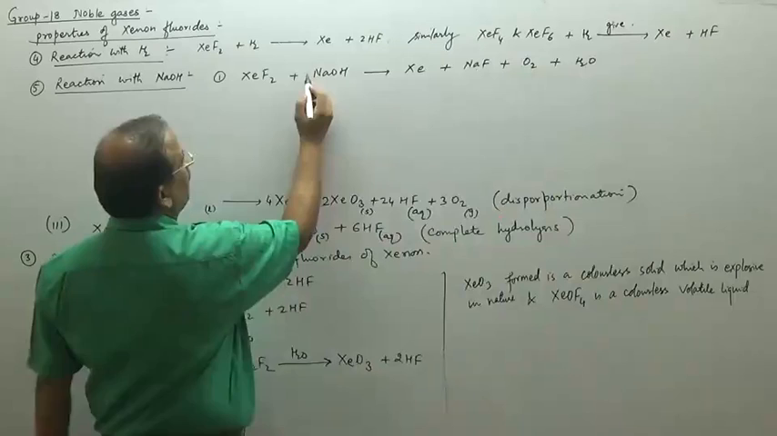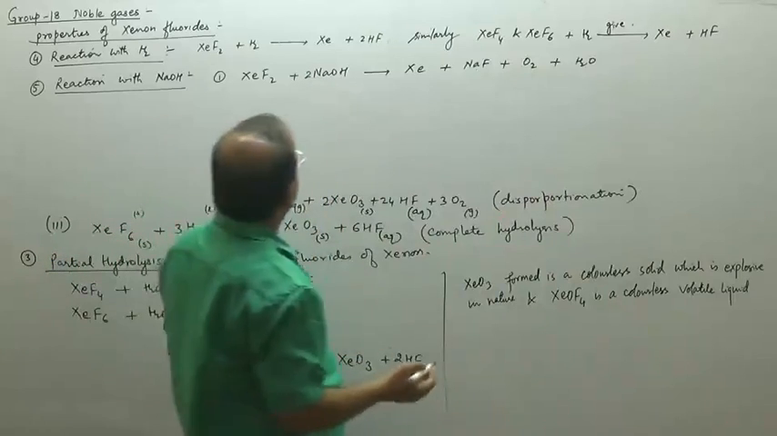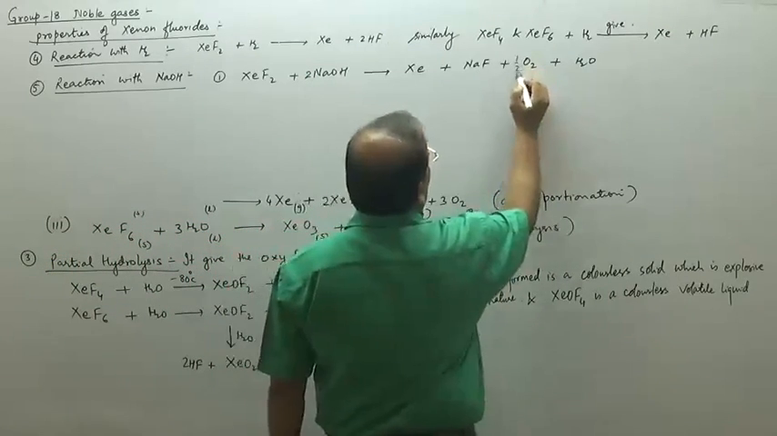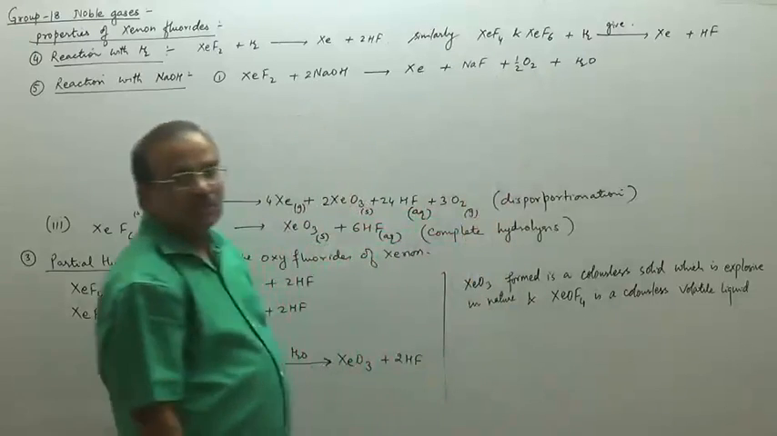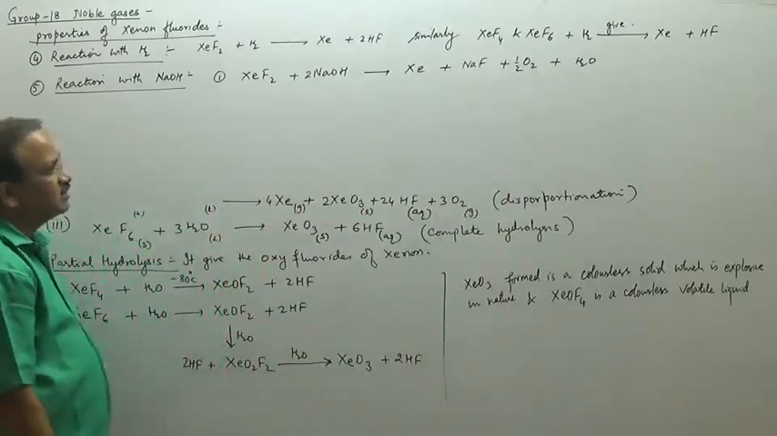So let us write twice NaOH. Then we will have water and half O2. That is how the reaction is, with NaF formed in the reaction. So it will react with NaOH like this.